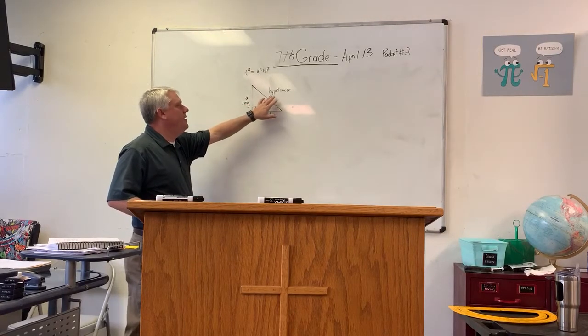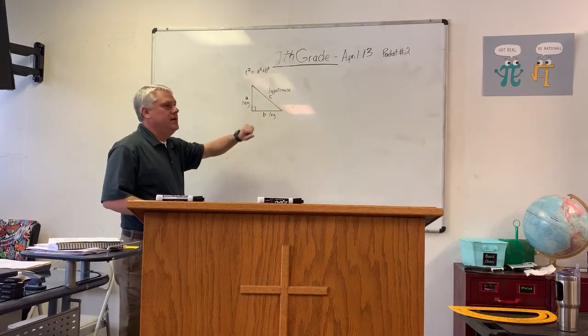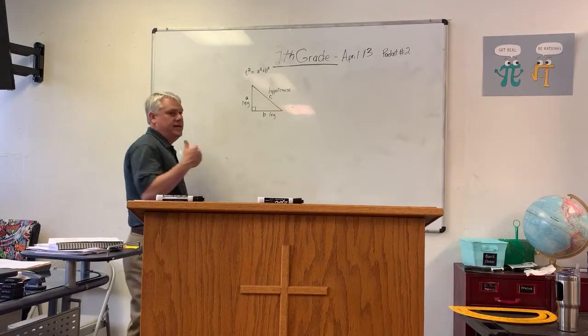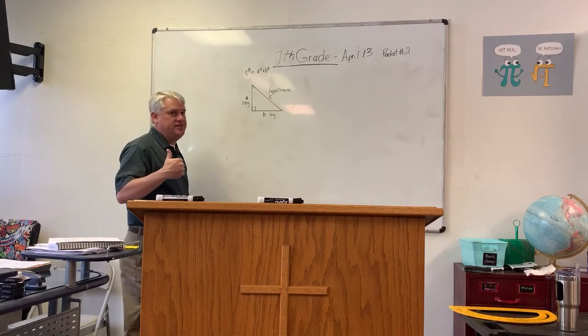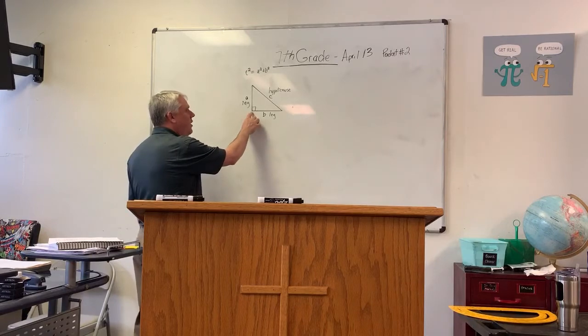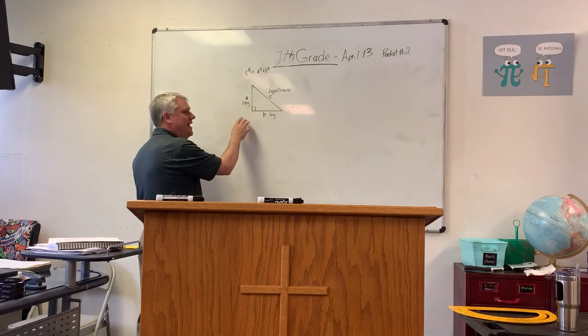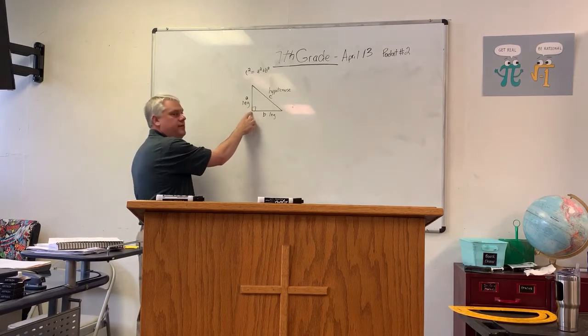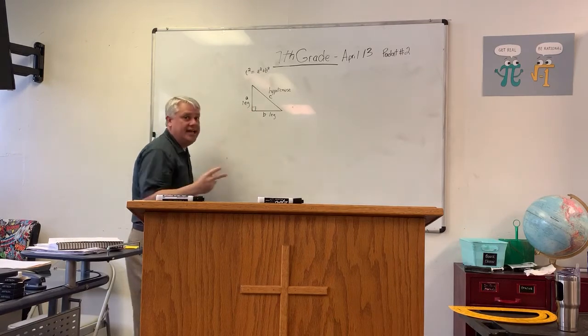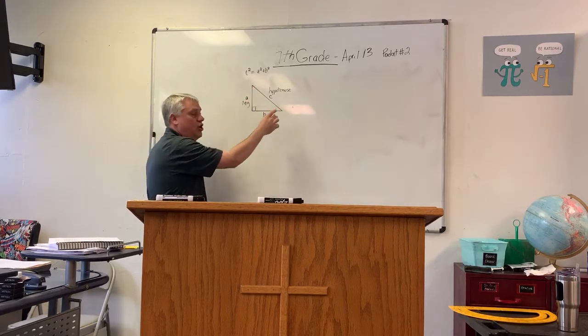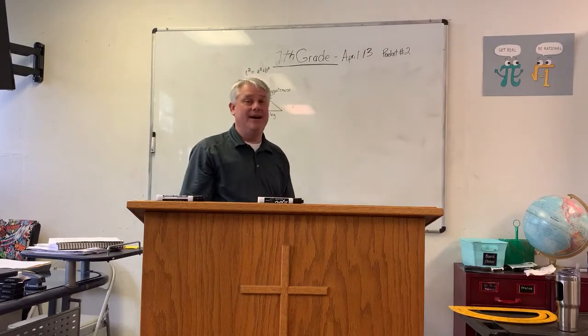All right, we're looking here at the hypotenuse. How do I tell which side is the hypotenuse? It's very simple. First of all, it is the side directly across from the right angle. Secondly, it is always the longest side. Notice that about it, okay?